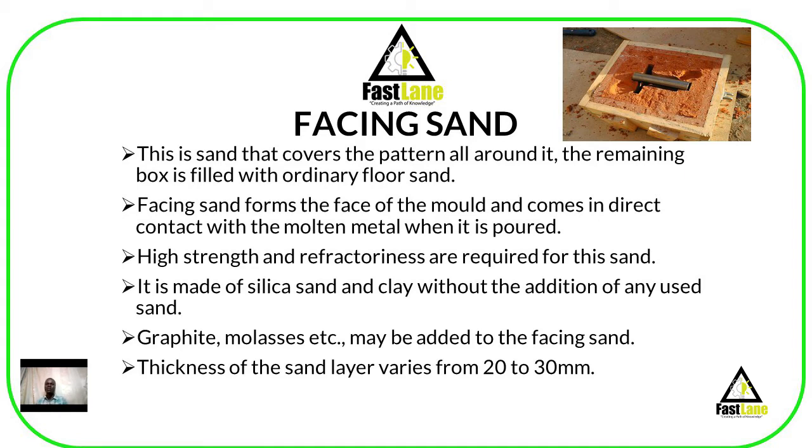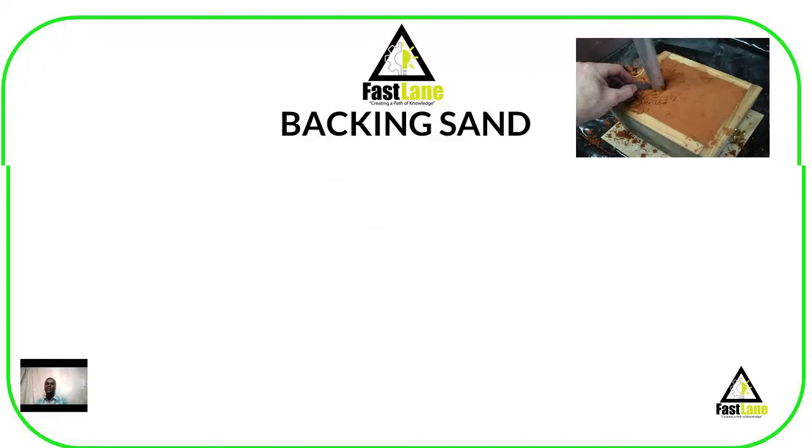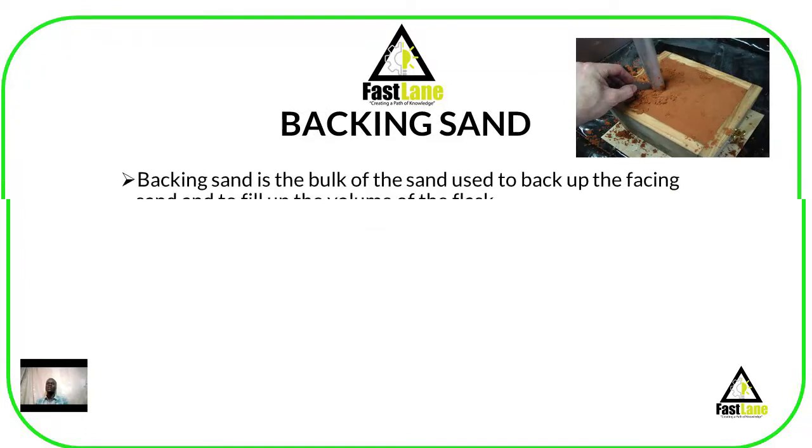Then we have another type of sand. This is the backing sand. So backing sand is a bulk type of sand. This one is simply used for backing up the facing sand to fill up the volume of the flask. So you keep on backing those missing parts, those incomplete parts, with what we call the backing sand.